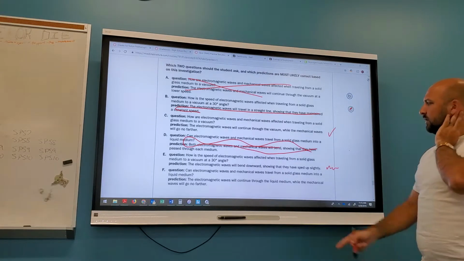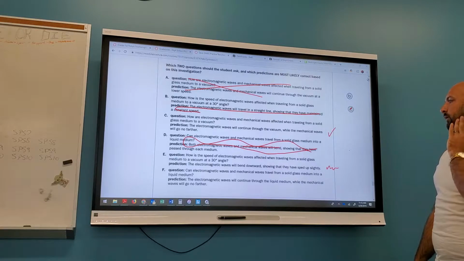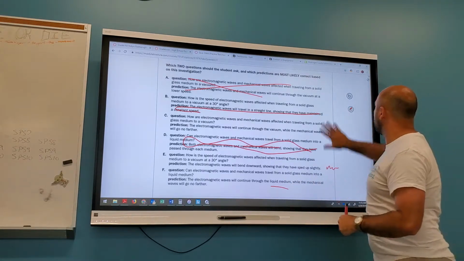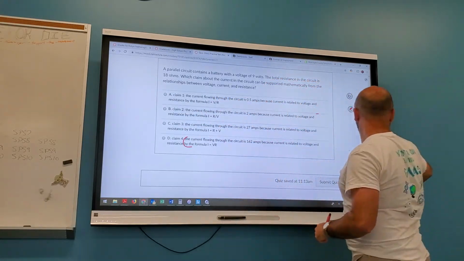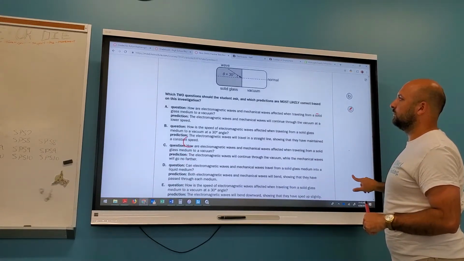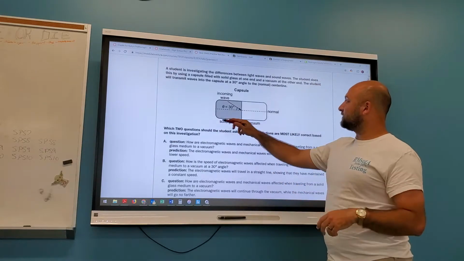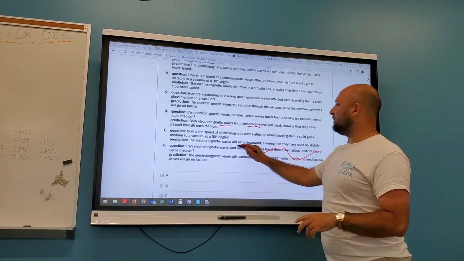And then the EM waves will continue through the liquid medium while the mechanical waves will go no farther. Well, let's look. So it says through a liquid medium. If I remember right, I look up here. I don't think it's liquid. Oh, Lord. We're all the way down at the bottom. All right, so let's come back up here. Let's take a look. So yeah, look, solid glass and vacuum. So there's no liquid. Therefore, I can go ahead and eliminate F.